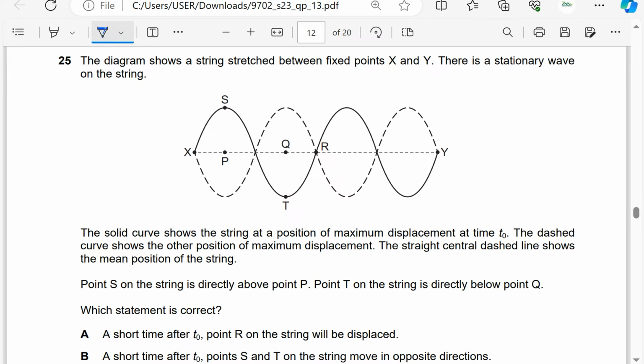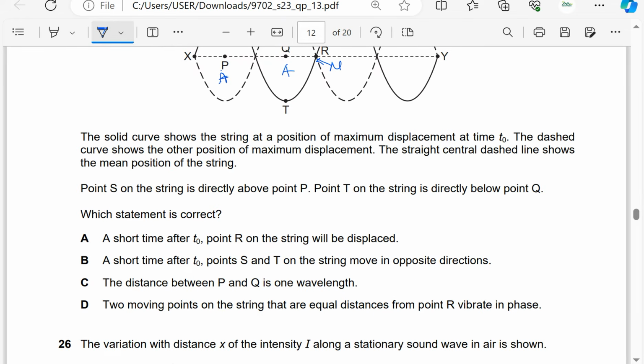Of course, let's look at P. P will always be at maximum displacement, just like Q will also be. This is an antinode, and this is an antinode. R is a node, so this one will always be permanently at rest. So which statement is correct? A short time after T naught, point R on the string will be displaced. Point R is permanently at rest because it's a node. A short time after T naught, point S is a node, so a node is permanently at rest.